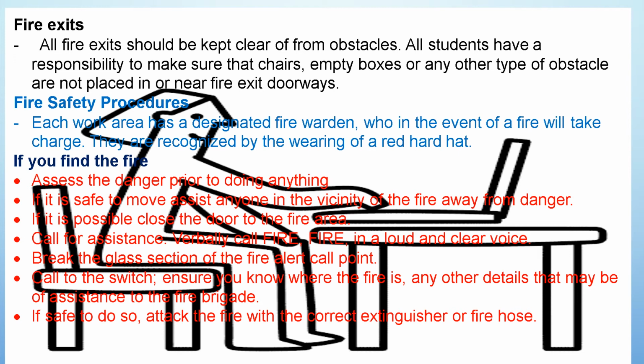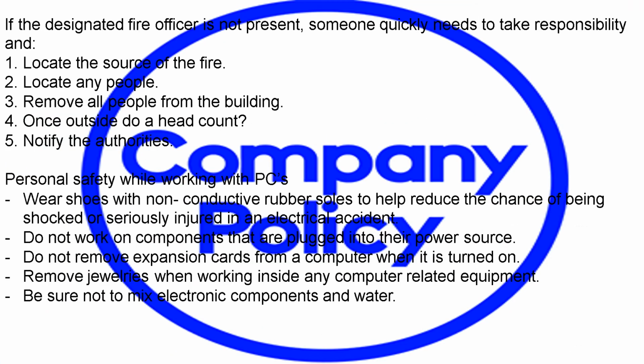If safe to do so, attack the fire with the correct extinguisher or fire hose. If the designated fire officer is not present, someone quickly needs to take responsibility and locate the source of the fire. Locate any people. Remove all people from the building. Once outside, do a head count. Notify the authorities.